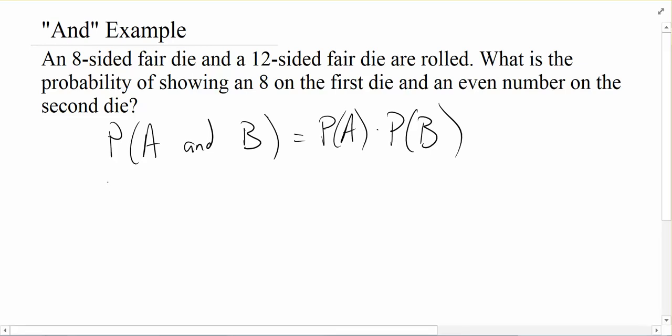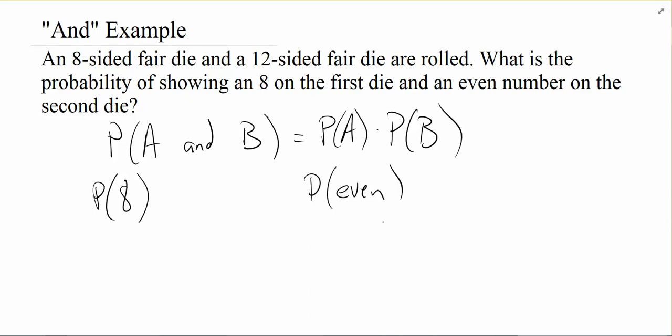So our A in this case is the probability of getting an 8 on the 8-sided die, and our B is the probability of getting the even number on the 12-sided die. So if we look at these probabilities, we can go back to our idea of probabilities being good divided by total. So in order to roll an 8 on an 8-sided die, there's only one way for that to happen, and that's to roll the 8. But there's 8 possible outcomes. So there's a 1 in 8 probability of rolling an 8 on an 8-sided die.